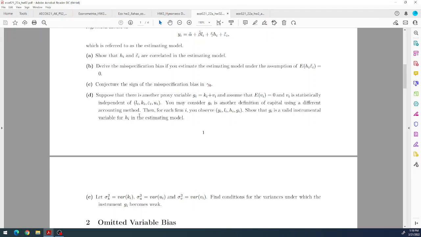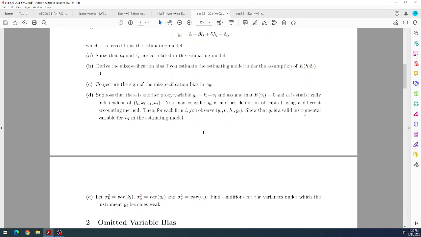But then another proxy variable can serve as an instrument. This is another variable that measures the capital with a different measurement error. But the measurement error is now statistically independent of the other measurement error. So there are two different measurement errors, but they are independent of each other. Then we can identify what is going on. It's a very interesting case.